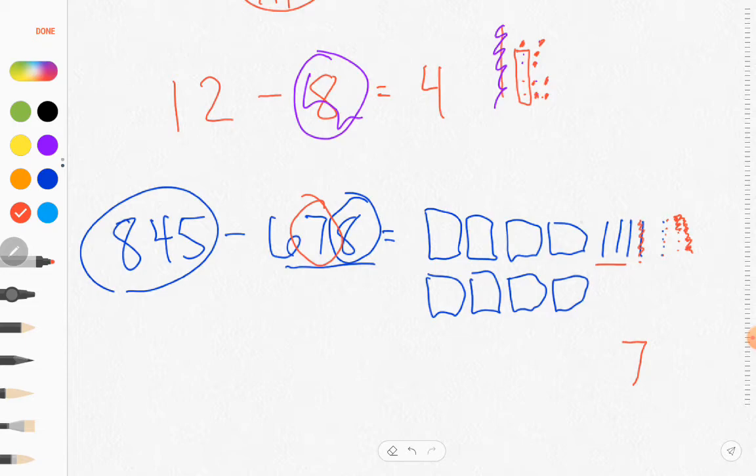So now I have to regroup one of my 100s. So I need 10 10s, because there's 10 10s in 100. So this 100 no longer exists. It is now rewritten and regrouped in the form of 10 base 10 blocks. Now let's take away 7. Let me switch colors so it's less confusing. We got 7. Those 10s no longer exist.